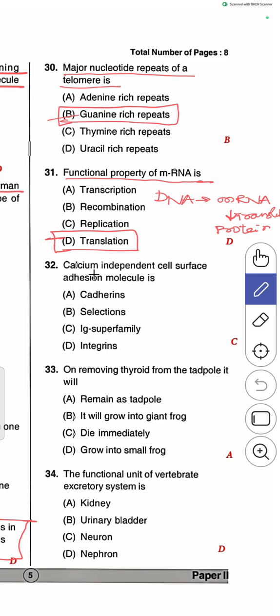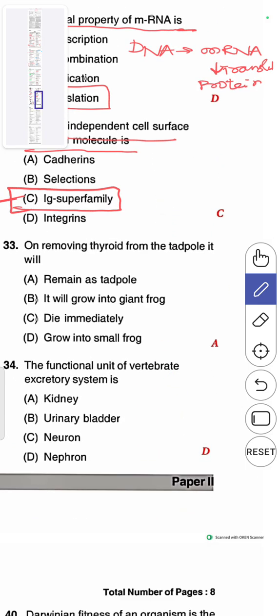32. Calcium independent cell surface adhesion molecule is, that is Ig superfamily, where you will not come across any calcium. So this one will be considered as a calcium independent cell surface adhesion molecule. So C is the right answer. Then 33.